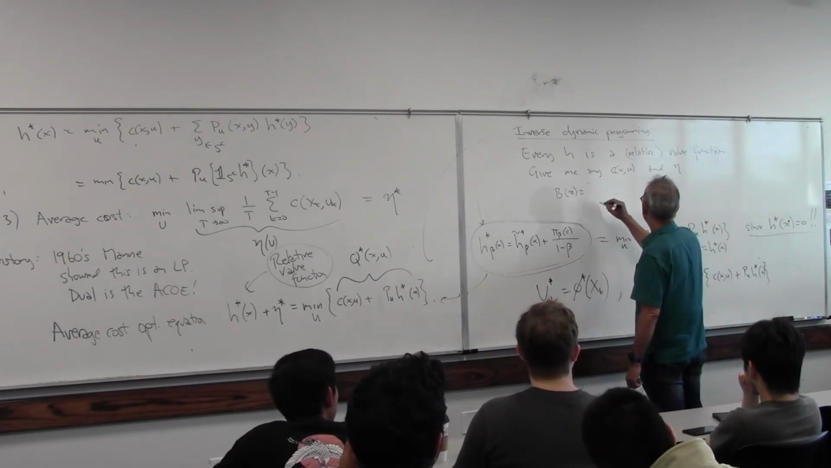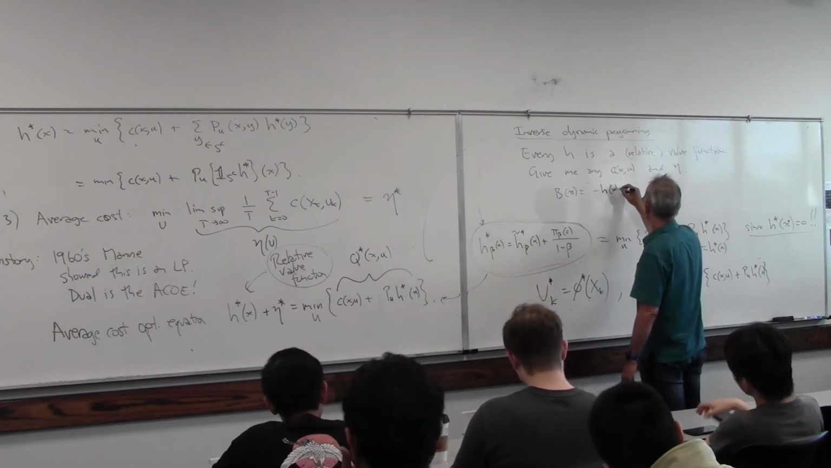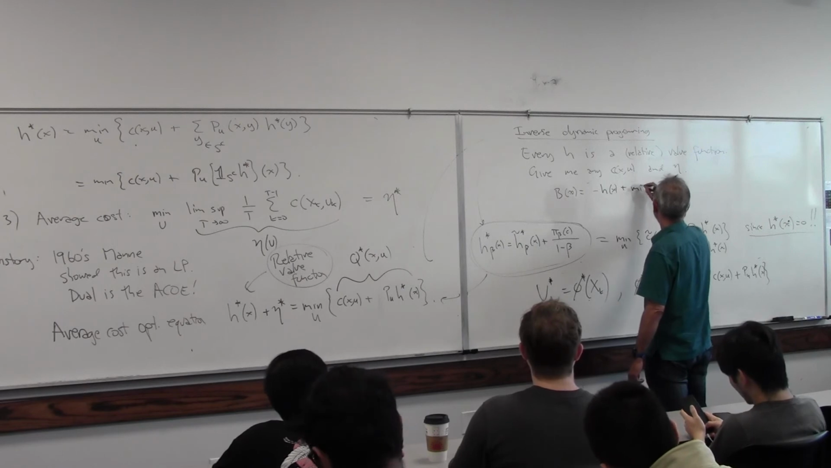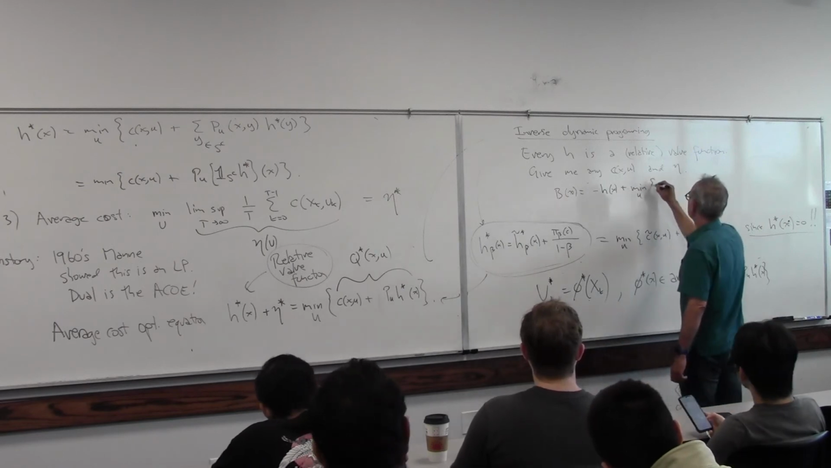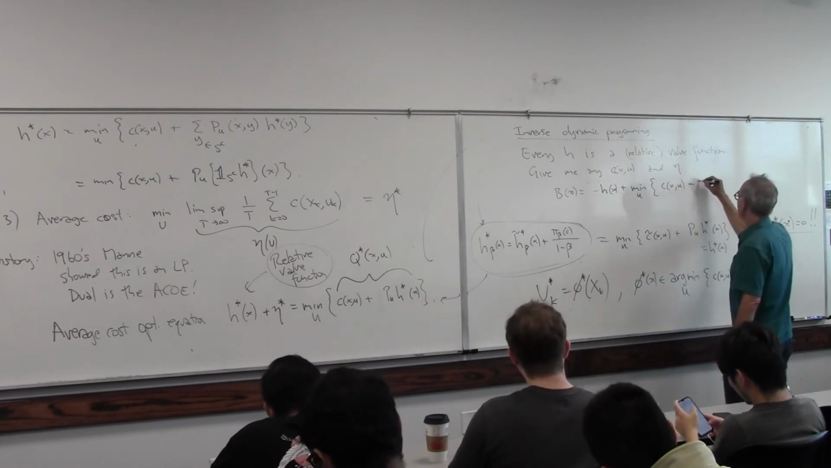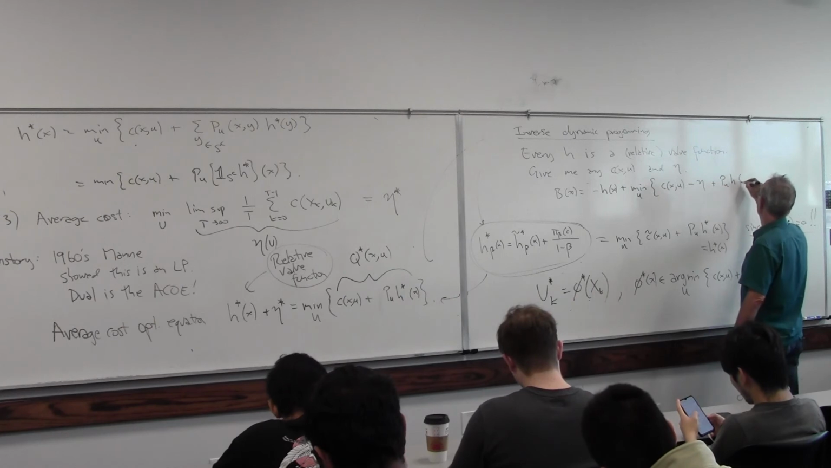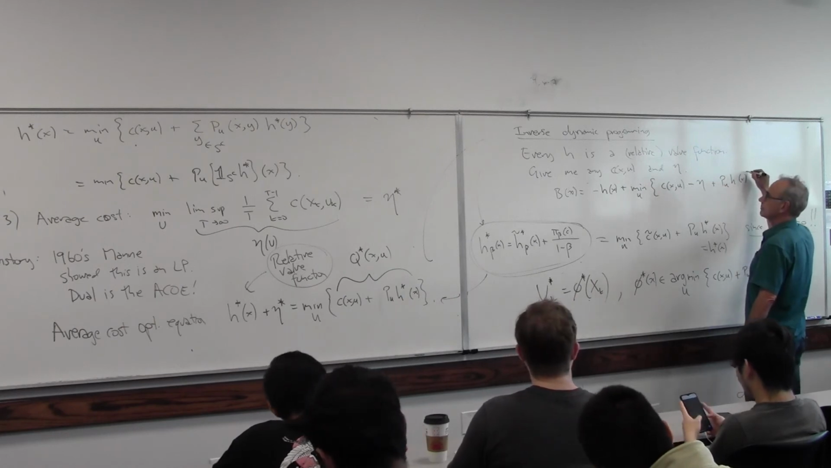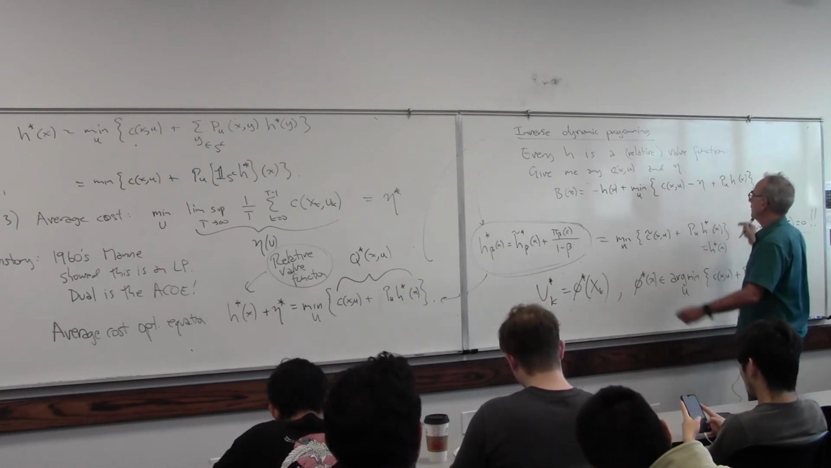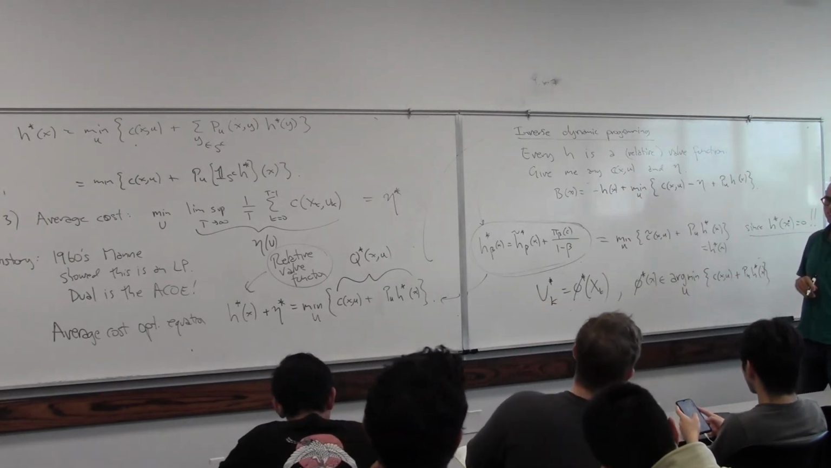It's minus h of x plus the minimum over u of c of x u minus eta plus pu h of x. So I'm taking this minus this. I might change my mind later on.